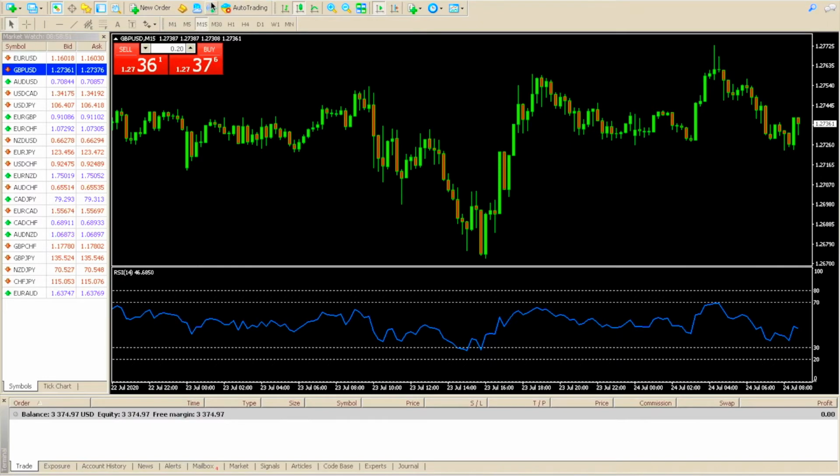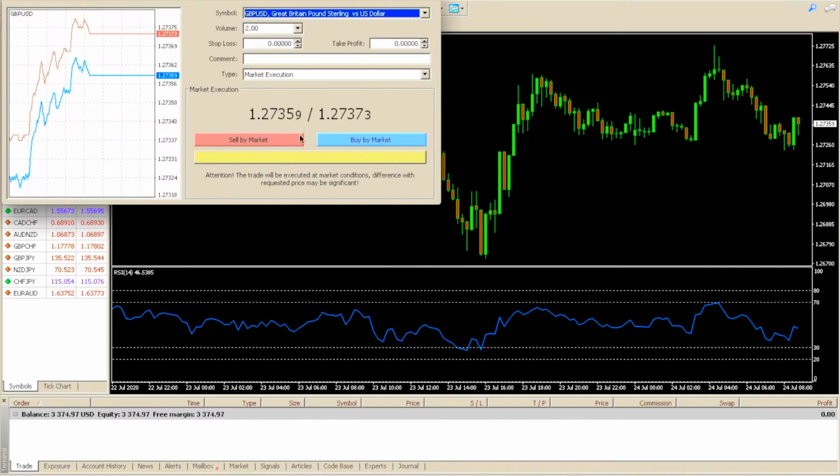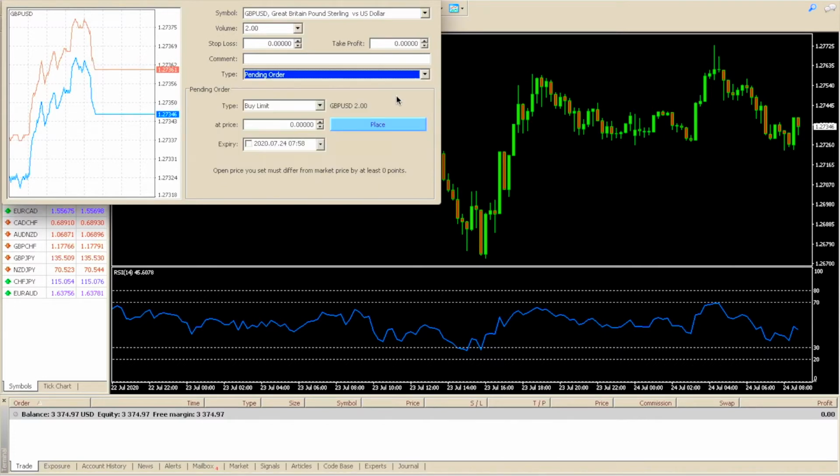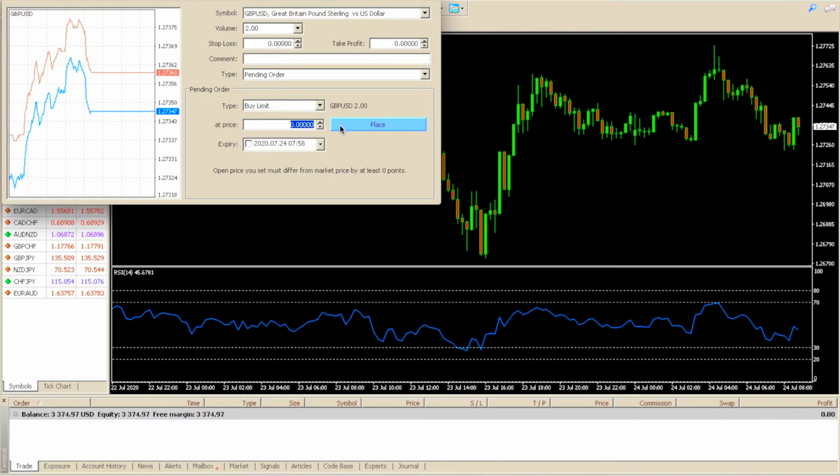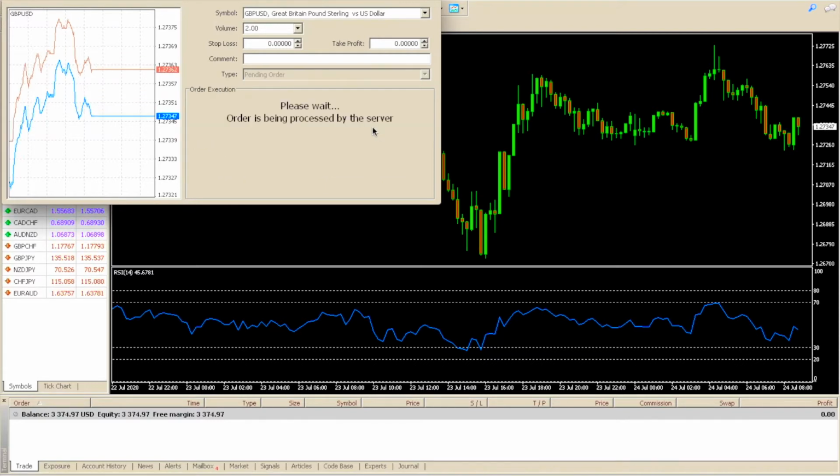As I mentioned, we're going to trade GBP USD. New order. I'm going to go to pending orders. There we go. And what I'm going to do first is I'll do the buy stop first. Let's go. Buy stop. And I'm going to put in the price. I'm going to put it in at 1.27445. Yeah, that looked like a good area there. Let's go. 7445. Place order.